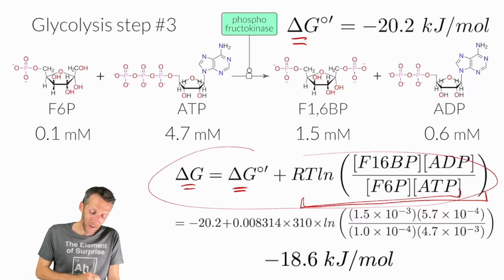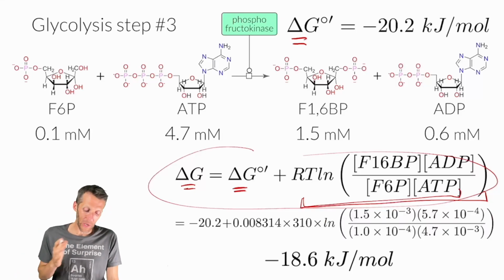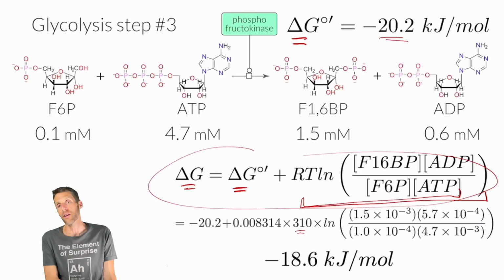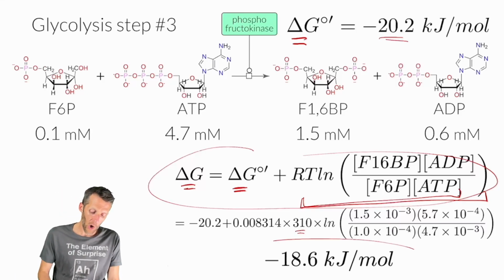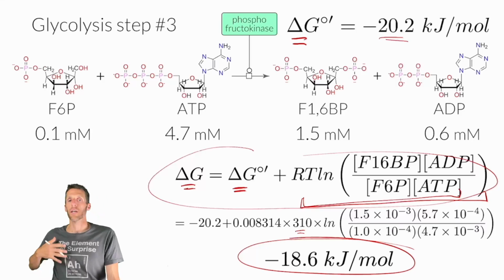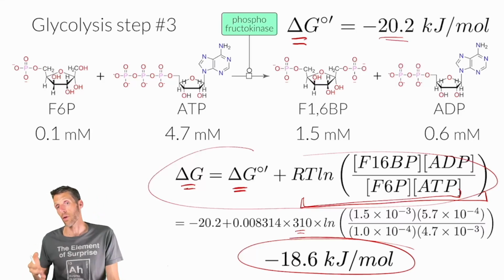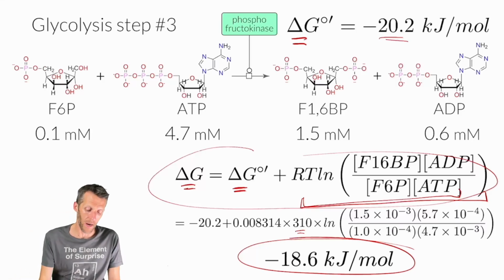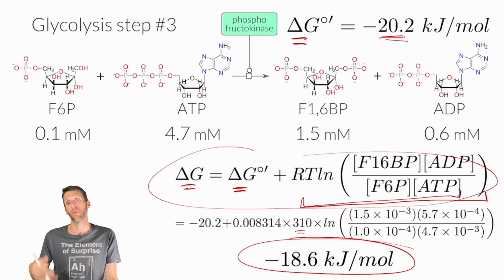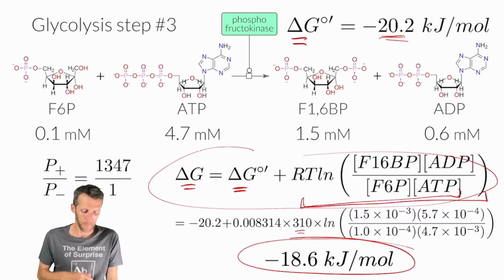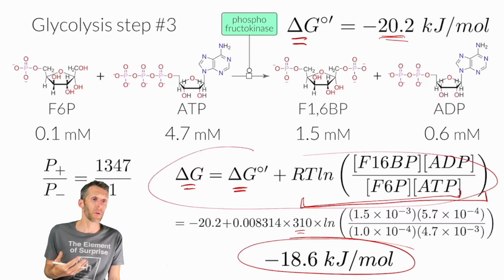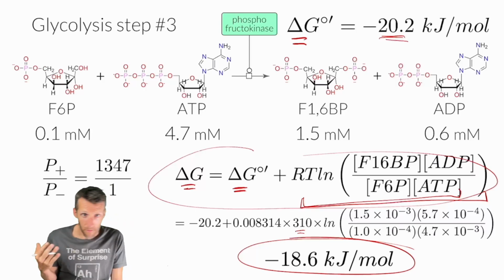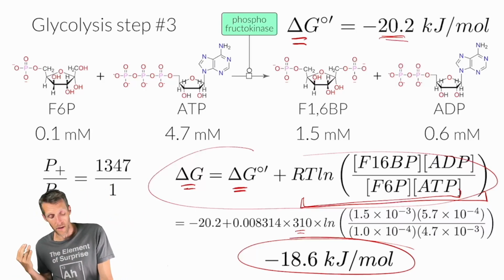Okay. Point here is we can plug in numbers for this. We know the delta G naught prime, we know R, we know our cells are at 310 Kelvin, we know the concentrations. Ultimately, what that says is this reaction is at minus 18.6 kilojoules per mole. So it went from minus 20 to minus 18.6. Not a big deal, right? Not a huge change. This means our probability of a forward versus reverse is 1,347 to 1.